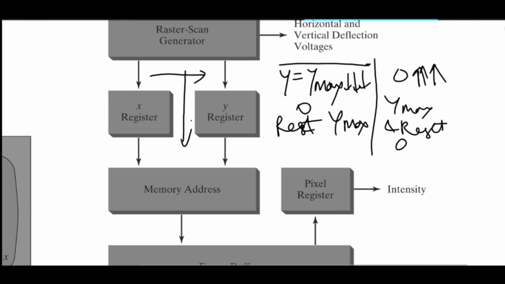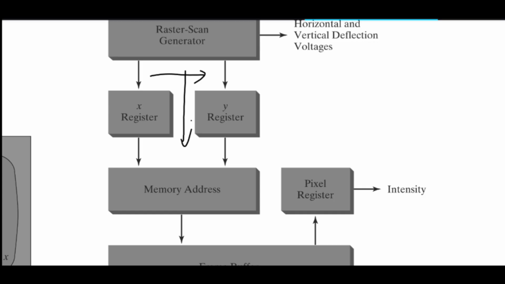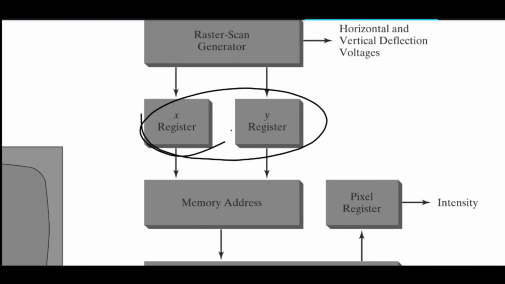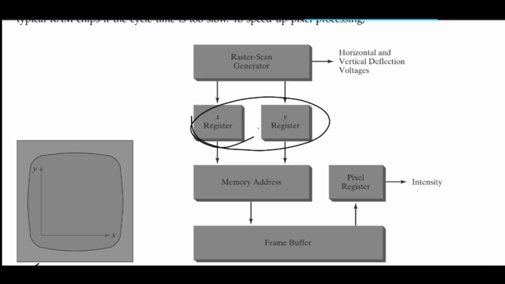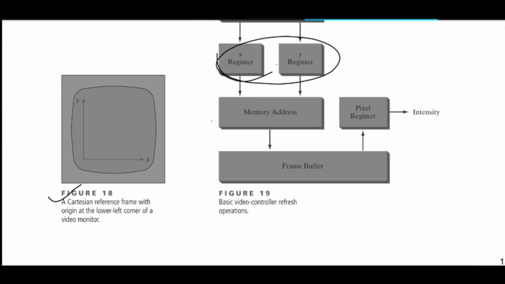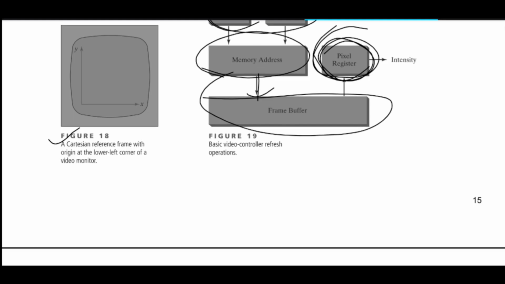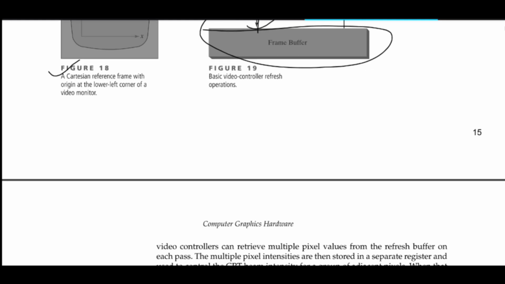Here we have Y max and 0, then Y max X; these are the pixel coordinates. The pixel locations hold the information of the pixel coordinates. Then here are the memory addresses, or frame buffers. The frame buffer is not any dedicated memory. There is a pixel register that holds the intensity of the pixel, like brightness and some more information.